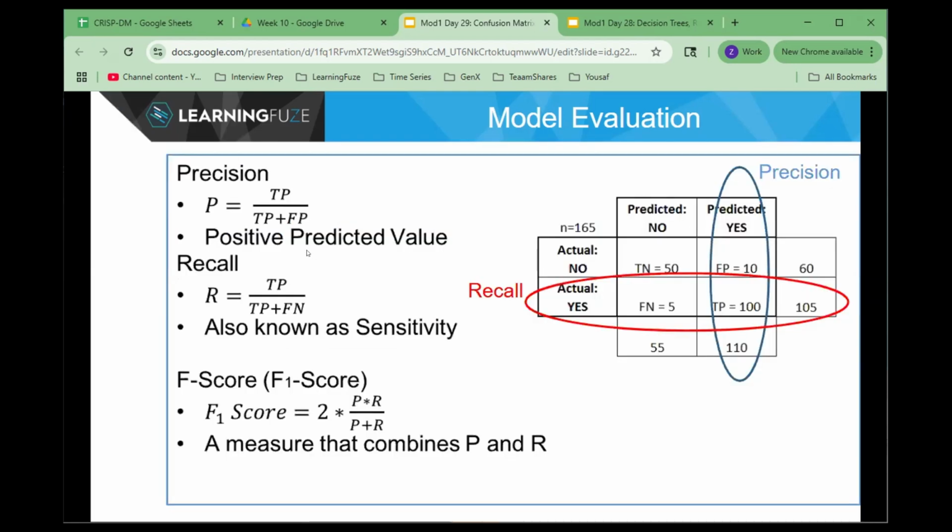Then come the three measures that are very commonly used in data science and very common interview questions: precision, recall, and F1 score or F score.